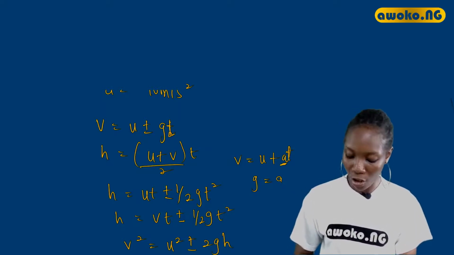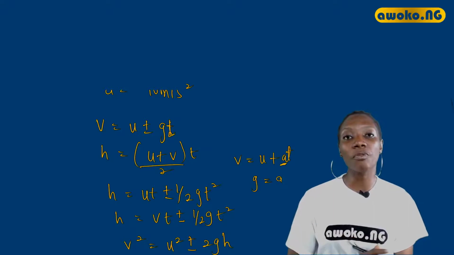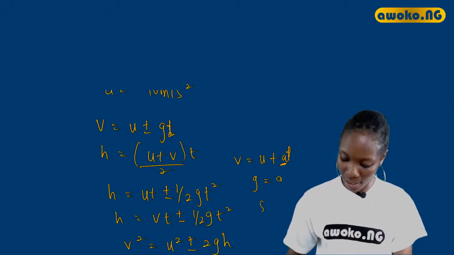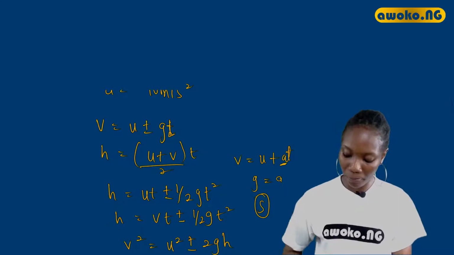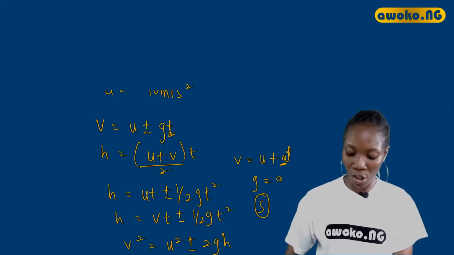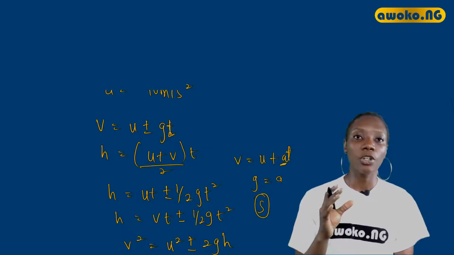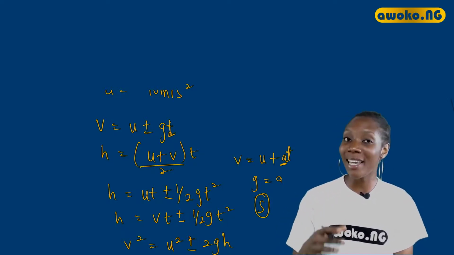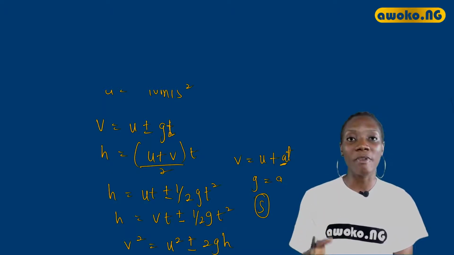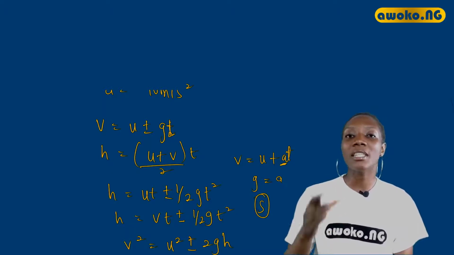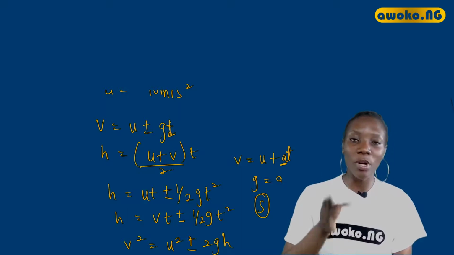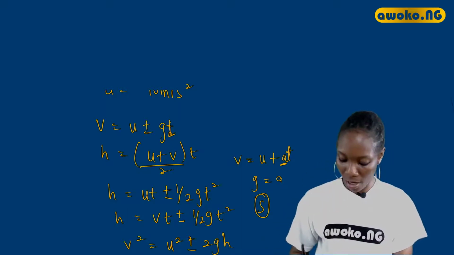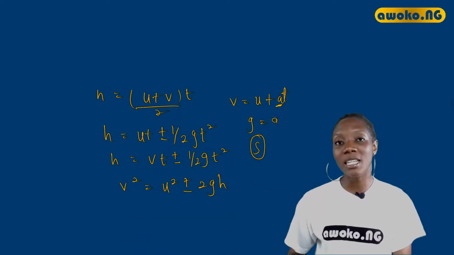Now, for H, if you notice the other equation of motion that we gave that is not under gravity, we use S instead, right? So now this H here is representing or replacing the S, which is the distance. Height measures distance, right? And gravity takes place in a vertical direction, and so that vertical direction is the height that is measured. So that is why the H there replaces S.